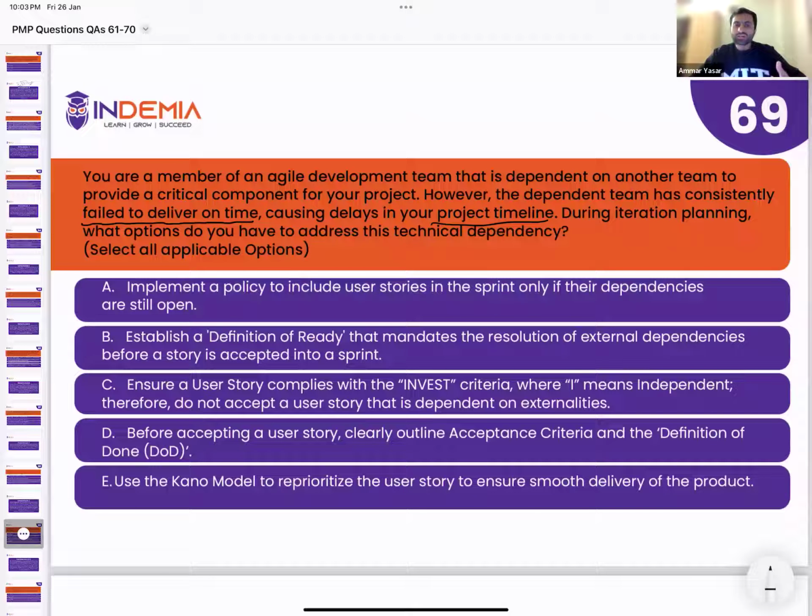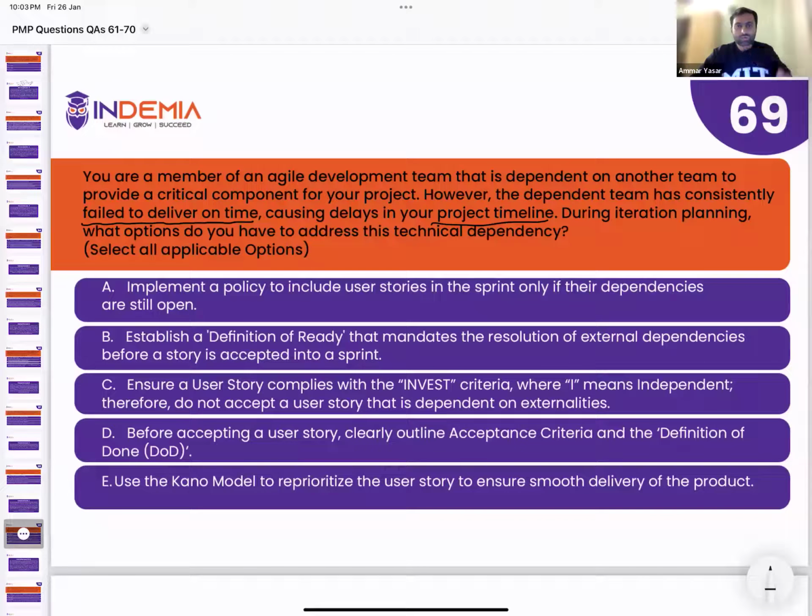DOR is a criteria that you use at the start to pull the user stories into the backlog. Like this user story is ready to be pulled in, right? So that user story has all the details. It is well explained. It has been estimated. It has been prioritized. So all the criteria have been met. Now you can pull this user story in. So DOR is before execution. DOD is after execution. Very nice. Thank you.